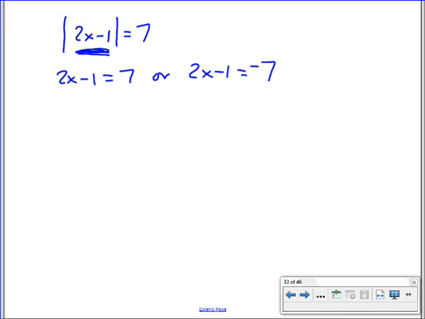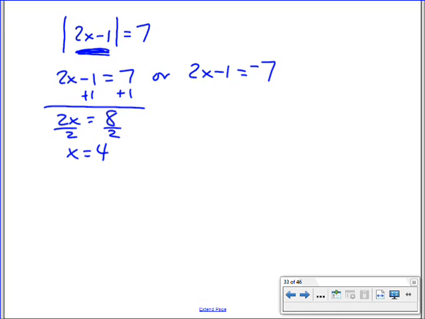You might want to stop the video at this particular point and think about that for a minute. Maybe replay what I just said. But now, solving these equations takes us back to solving linear equations. Add 1 to each side. On this one, we get 2x equals 8. Divide both sides by 2. We get x equals 4.